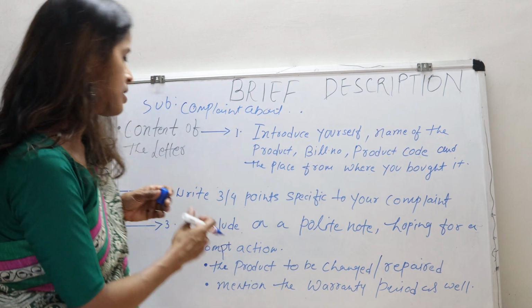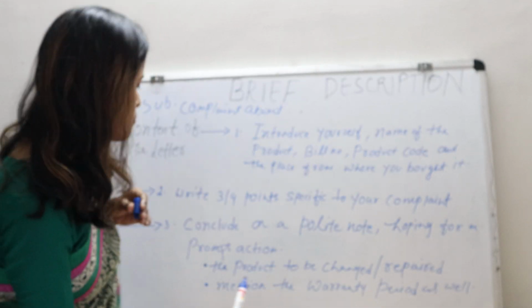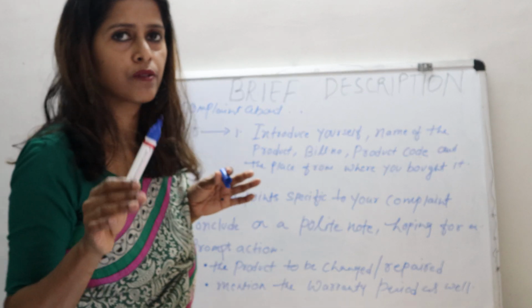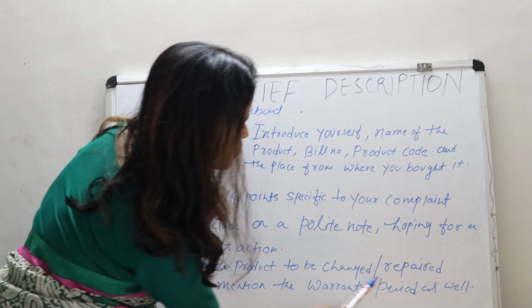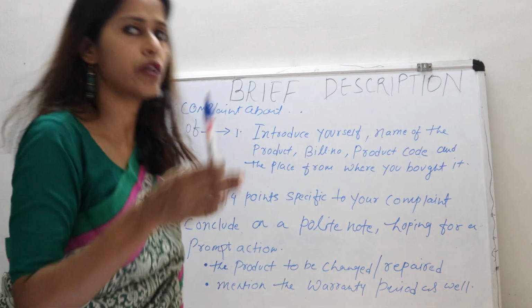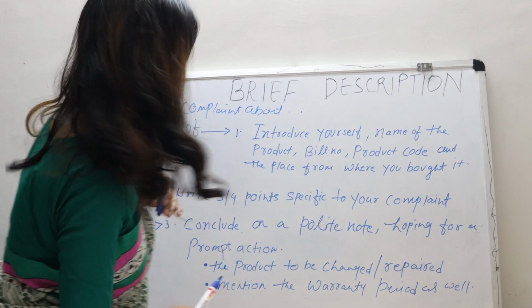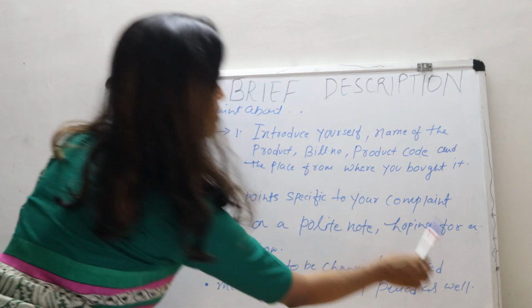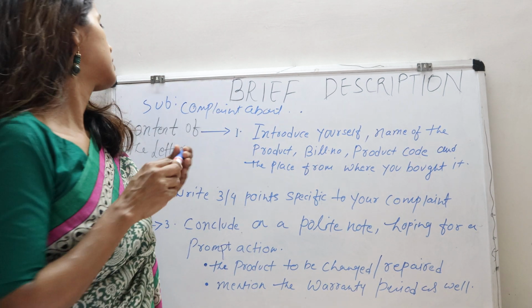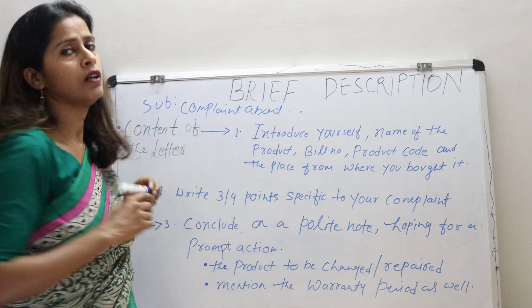Here, you have to conclude your letter on a polite note, but before you conclude the letter, you have to write your expectations from the company. You have to mention your expectations as far as your product is concerned, whether you want your product to be changed, replaced, or you want the same product to be repaired by that particular company. The last one is to mention the warranty period as well. So these are the details that you have to incorporate in your content of the letter of complaint when you are taking up the subject, complaint about a faulty product.